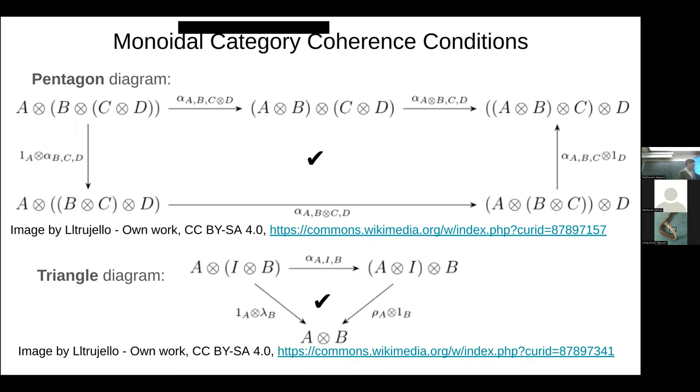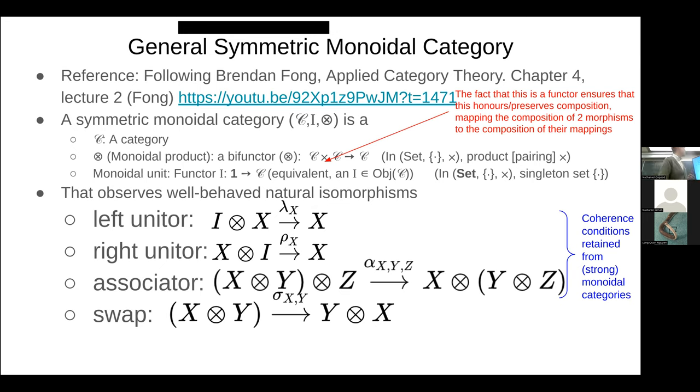This one, it doesn't matter if you have A cross I cross B, it's the same as A cross B. You don't have to worry which way you go and you get a different result. It's better behaved than that. It's got nice properties. Okay, now that was monoidal categories.